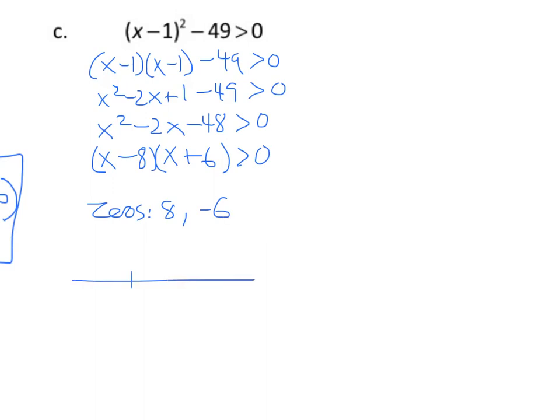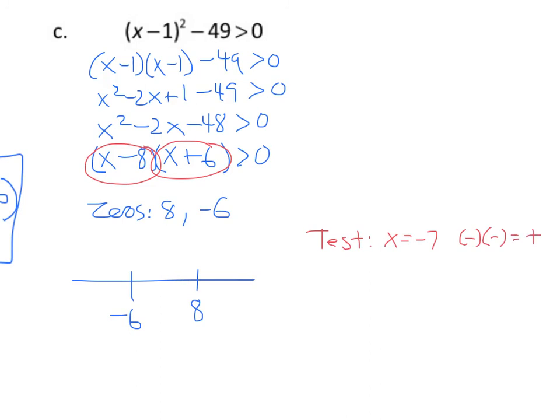I put them on the number line with negative 6 on the left and then 8, and then I'm ready to test my regions. So I'm going to test a number to the left of negative 6. I'm going to test negative 7. And when I plug negative 7 into factored form, negative 7 minus 8 is negative. Negative 7 plus 6 is negative, and a negative times a negative is a positive.